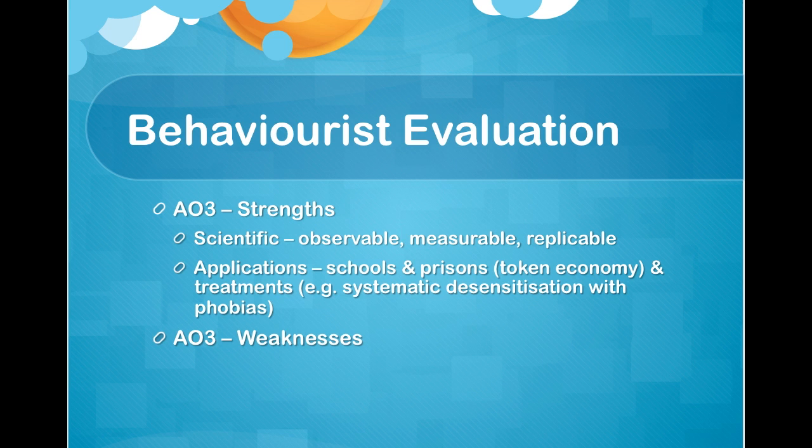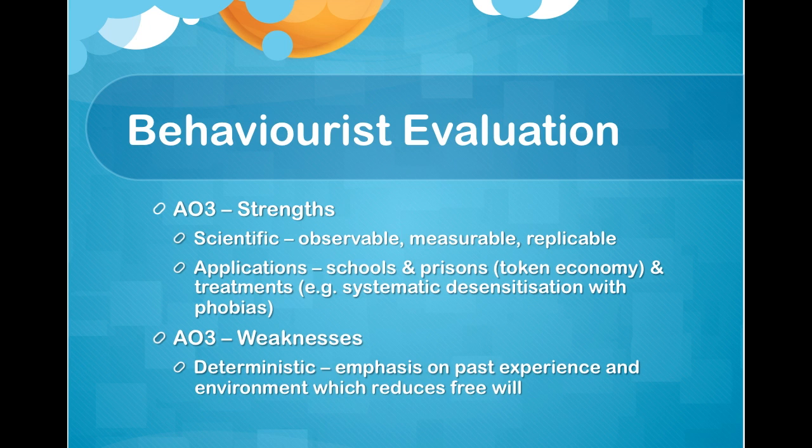Weaknesses then, so it's certainly not a perfect approach. One of the issues is about determinism. Again, this comes in later in the course, maybe you'll look at it a bit more in year 2, but there are issues and debates in psychology, and one of those is determinism versus free will. So determinism says that something's going to happen regardless. Free will says you've got a bit of a choice in it.